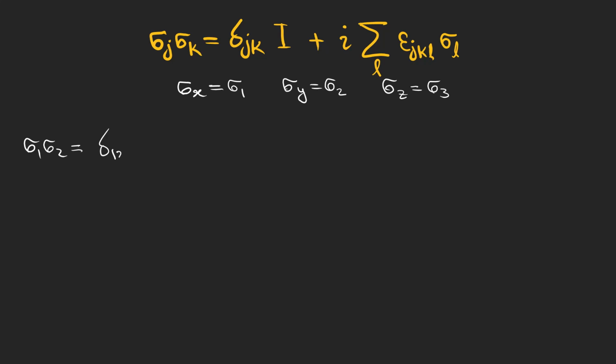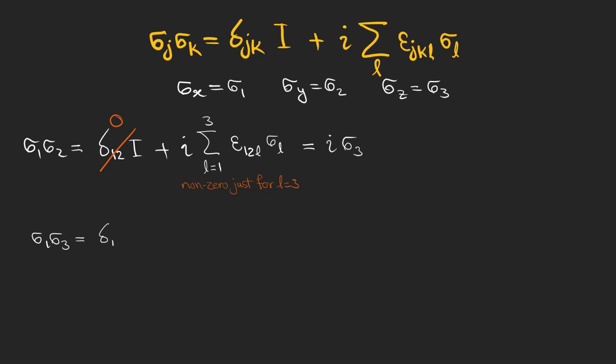For example, let's calculate the multiplication of sigma 1 and sigma 2. The first term is 0 because j and L are not equal. And in the second term, which involves a sum over L, the only non-zero term is 3 because when L is 1 or 2, there will be a repetitive index which makes the Levi-Civita symbol become 0. So the answer is sigma 3 or sigma z.